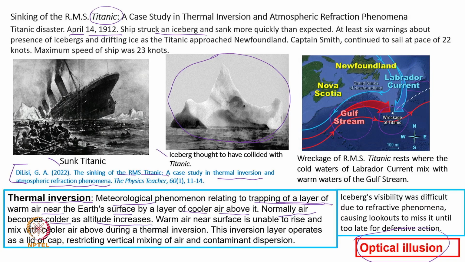Now, if there is a high temperature layer above the cold temperature layer, then it will give us some sort of illusion, because cold air will not be able to escape, and we may feel a little more cold, maybe a change in the weather, something like that. This is what was mentioned as a thermal inversion. We say that when the warm air near the surface is unable to rise and mix with the cooler air above during thermal inversion, this layer operates like a lid. That means there is a kind of thermal cap on the surface.